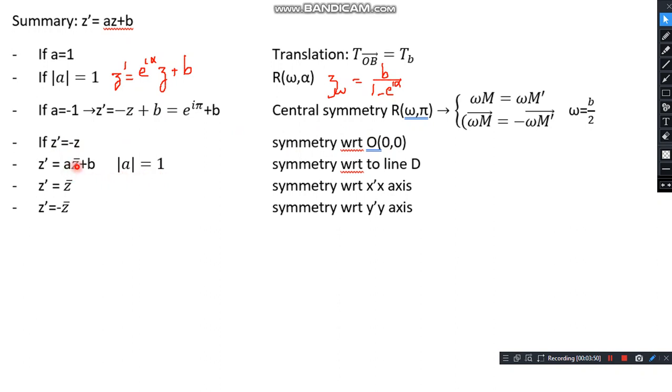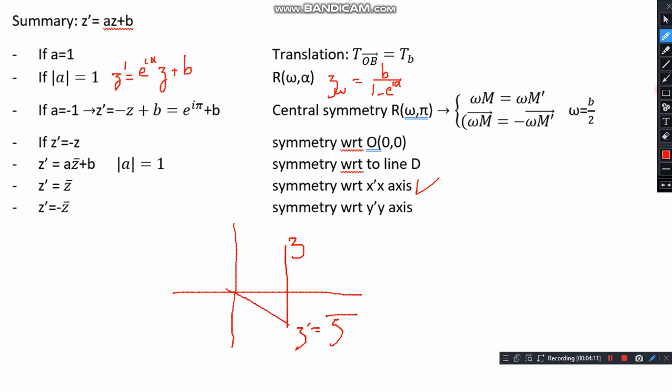If z prime equals a z bar plus b, where the norm of a is 1, we have symmetry with respect to a straight line D. If z prime equals z bar, here you have z and z prime equals z bar, so it's symmetric with respect to the x-axis. And if z prime equals minus z bar, it will be symmetric with respect to the y-axis.